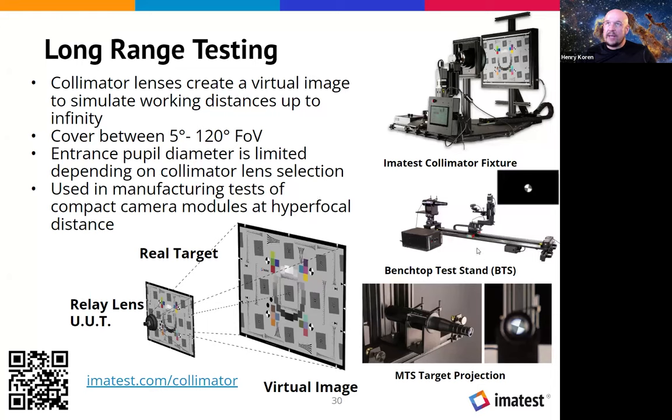We also have the benchtop test stand. Now this uses a target projector. A benchtop test stand and the modular test stand can be adapted with a target projector, which projects a target over a few degrees of your field of view. So it's a much smaller field of view than the lens system, but you can also move this anywhere into the corners of your camera, even if it's beyond 120 degrees, and test long range using that projector, along with the gimbal that makes it practical to set that up.